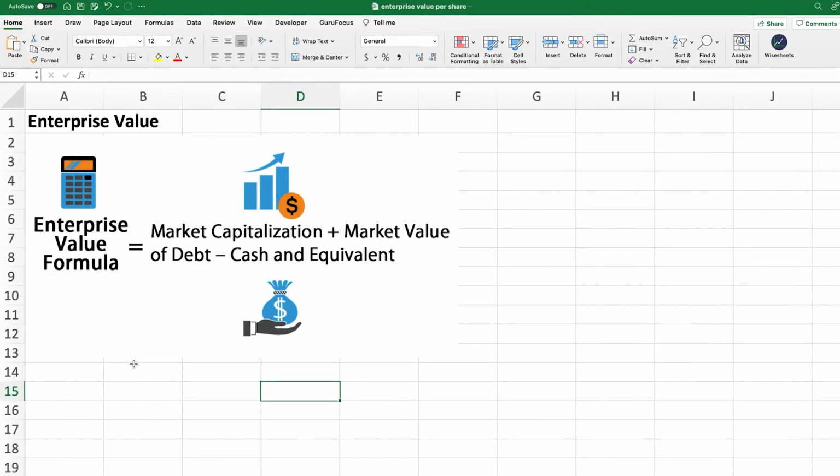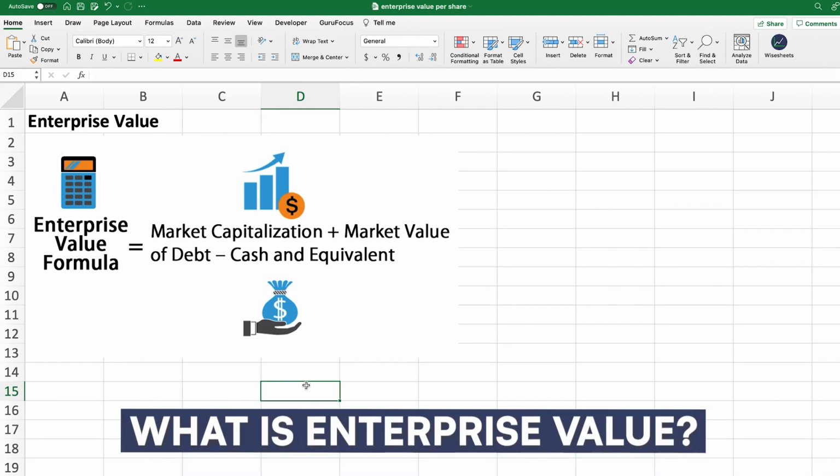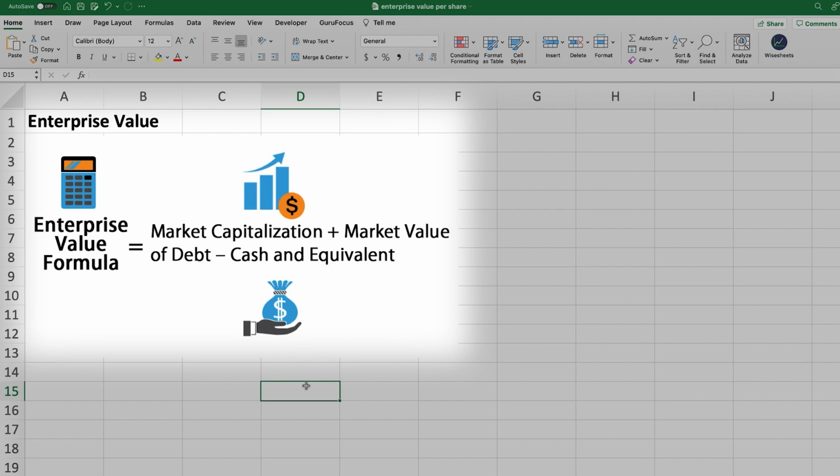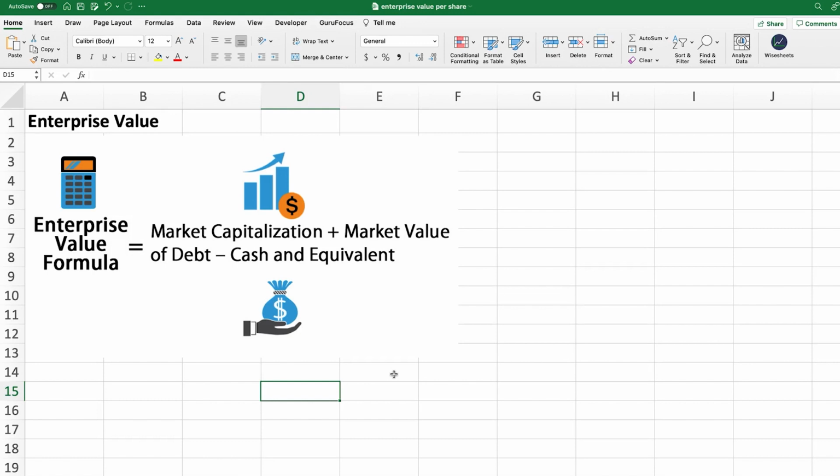Okay, so before we get into how you can calculate the enterprise value for stocks, I just want to walk you a little bit through what the enterprise value is and then show you the specific formula that you need to use to calculate this important value. First of all, the enterprise value formula is very important because it allows you to get a really good idea of the overall value that you're getting for a particular company.